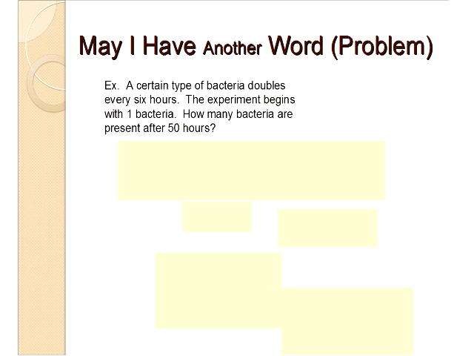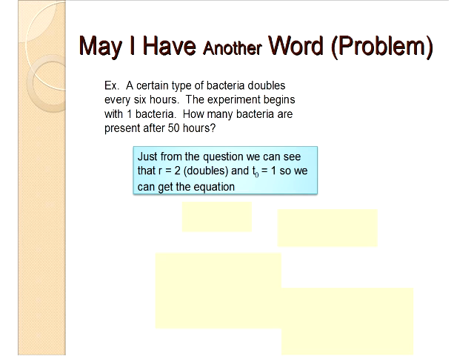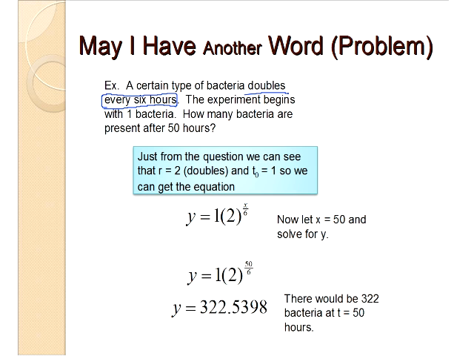So if we take that situation, we can ask ourselves how many bacteria are present after 50 hours. Just by reading this, I don't even need to do the table, I see that it doubles every 6 hours. Well, every time it says every, that's the period. So the equation we just had works. I'm going to plug in x equals 50. I'm going to use my calculator. I'm going to solve this.